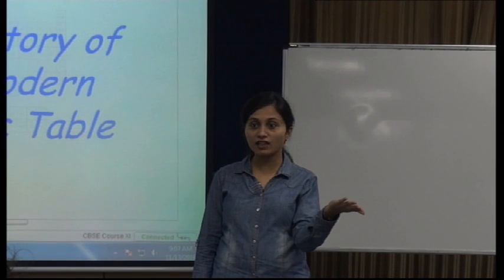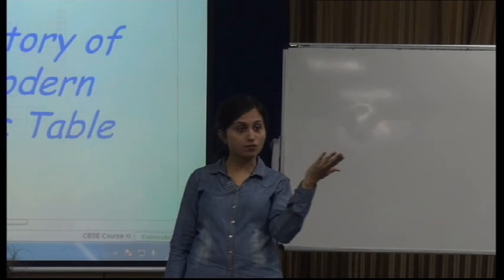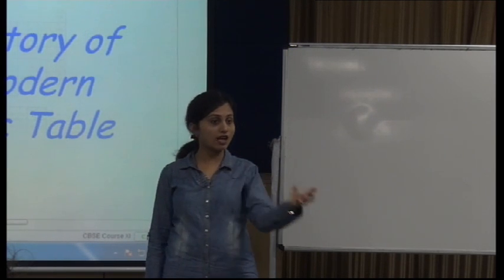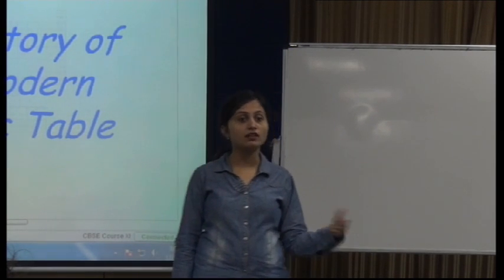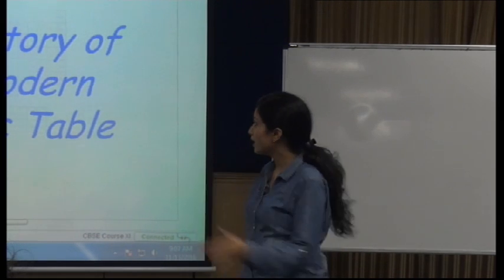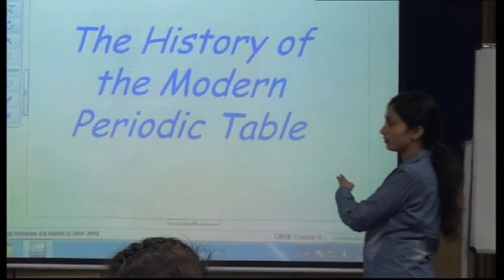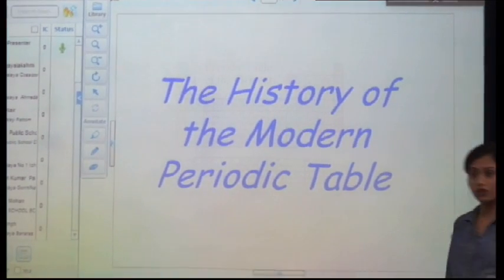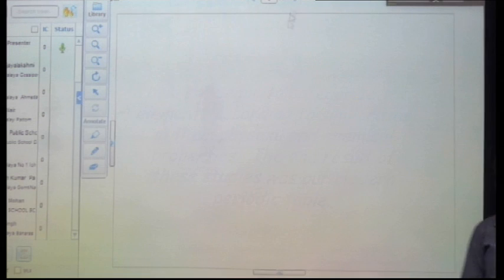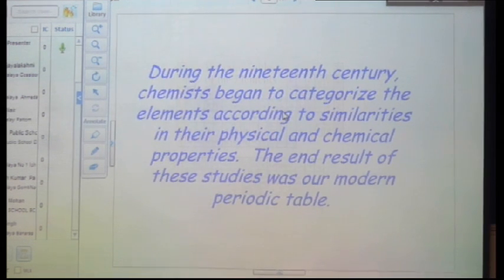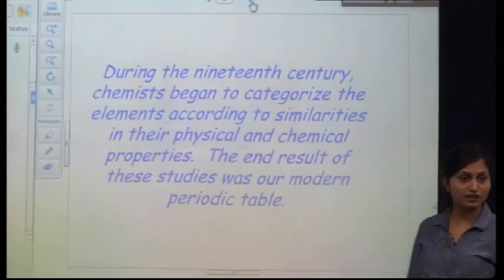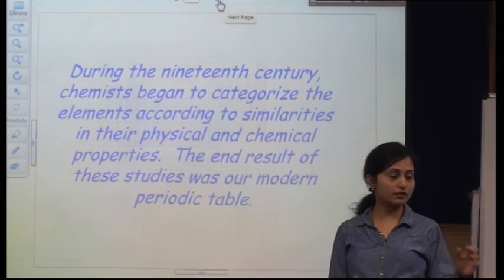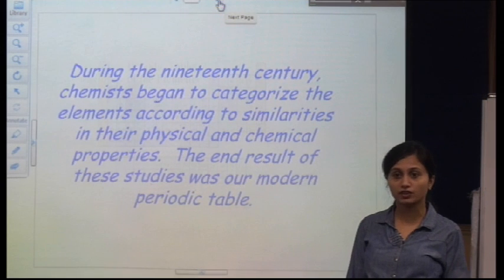So Dalton, when he gave his atomic theory for certain elements which were known till that time, soon after that there were other scientists who started to study their properties. That is what we will first see. As you know, I always talk about the history first. So in the history of the modern periodic table, the very first thing we talk about is that in the 1800s, Dalton gave his atomic theory, and the scientists, the entire world, got quite familiar with the structure of the atom.